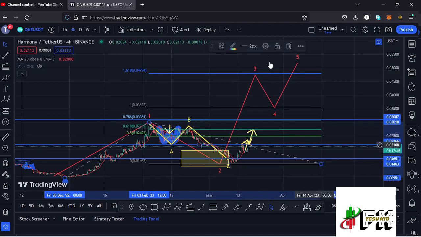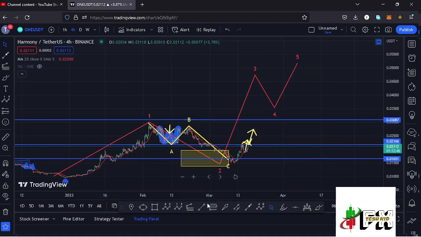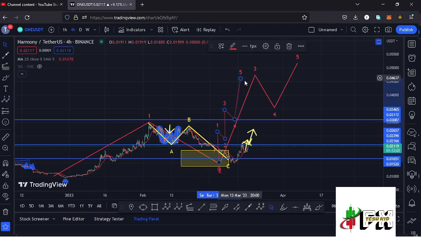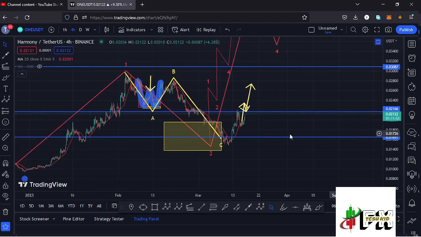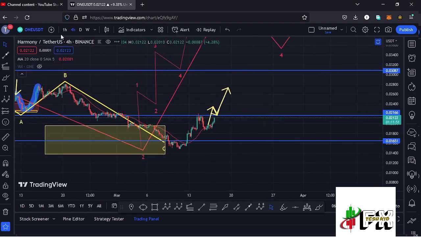And because of the impulsive nature in the formation of that wave 3, I'm also expecting to see a 5-wave structure in formation within the formation of that wave 3, having the wave 5 fully maximizing our target areas in the formation of that wave 3 and also giving us the peak in the formation of that wave 3. And I believe we are seeing such a scenario here on the Harmony One chart, and that is better seen here on the 1-hour chart.